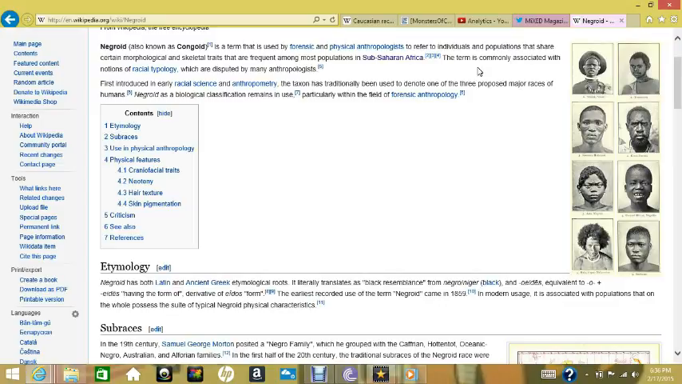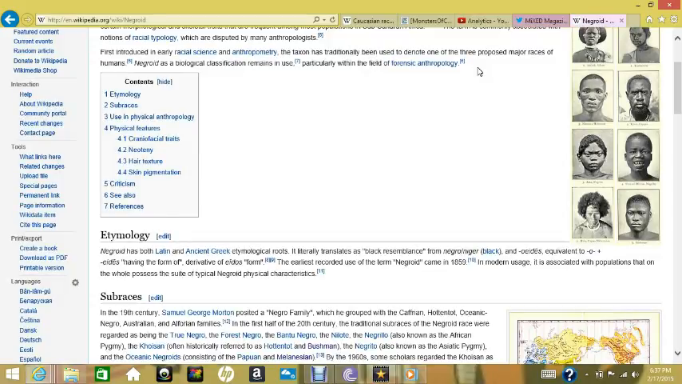Negroid is also known as Congoid. It's a term that is used in physical anthropology to refer to the individual and the population that share common skeletal traits, in populations in sub-Saharan Africa. The term is commonly associated with the notion of racial terminology.